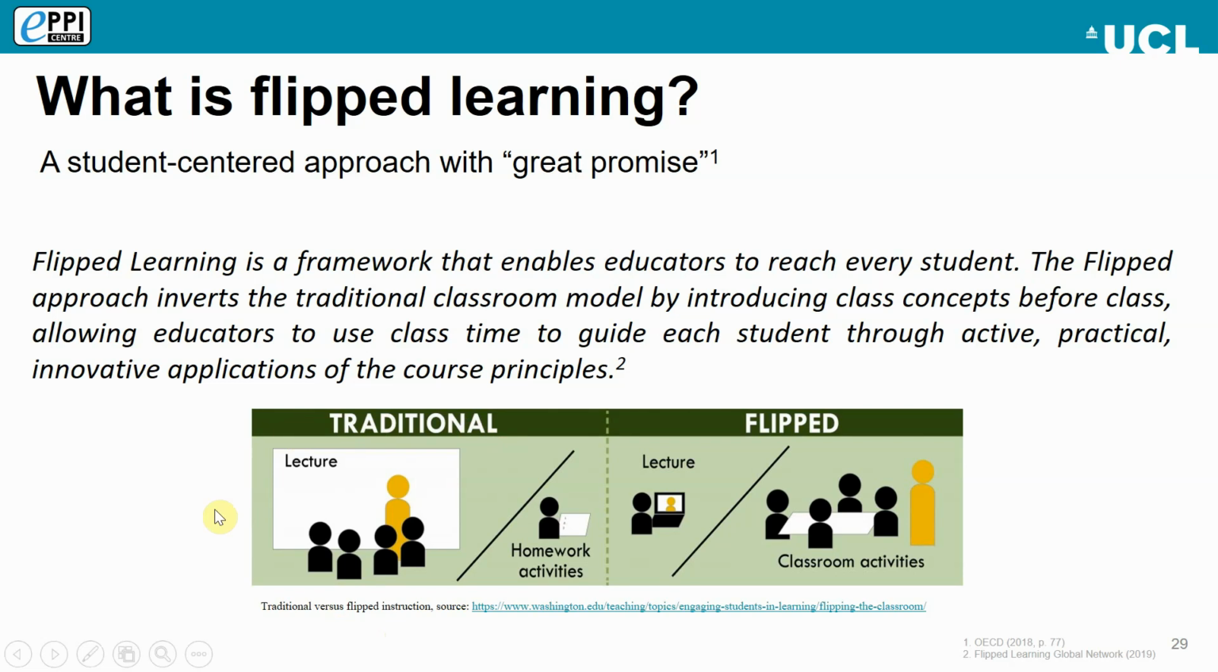And so generally in the traditional version of schooling, you would have the lecture happening and then students would do homework activities afterwards at home. Whereas in the flipped version, students would generally, but not always, watch short videos at home on content prior to coming to class. And then in the classroom, they would often be undertaking collaborative activities in the group space.